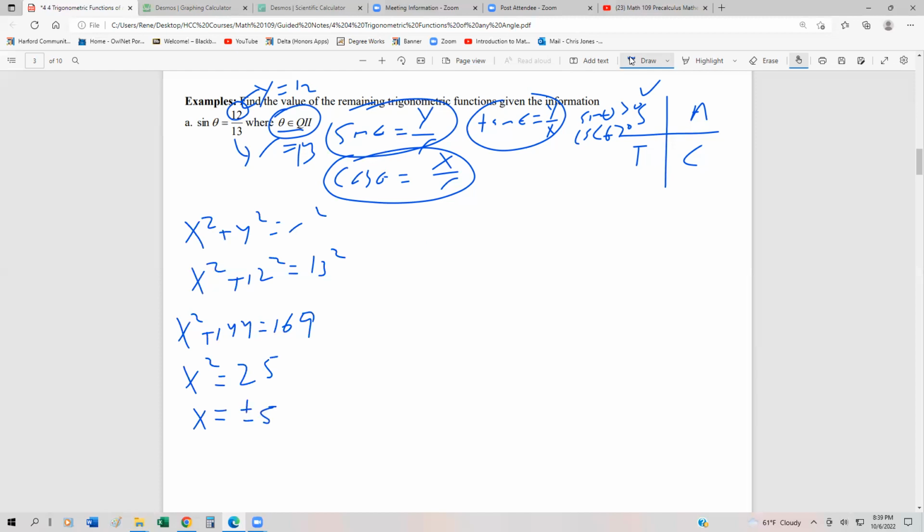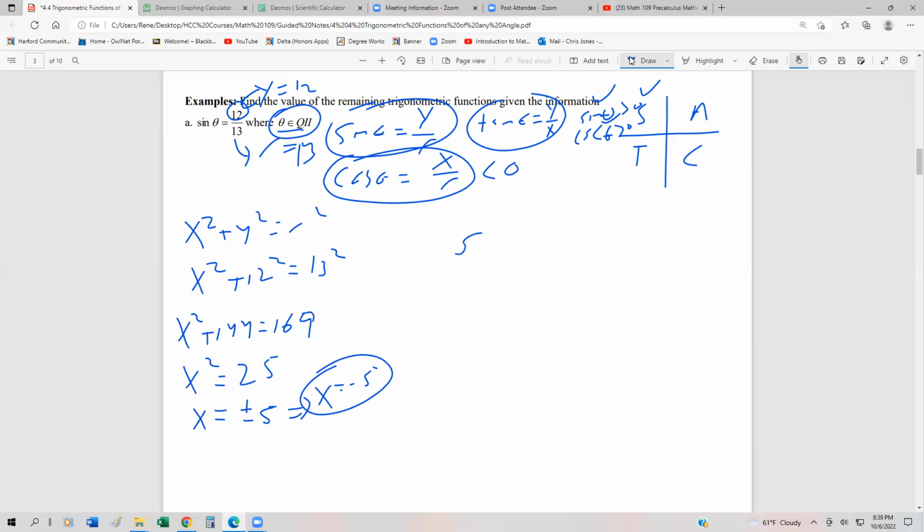All right, now remember that the cosine is going to be less than 0, right? We said that the only functions that are positive are going to be the sine and the cosecant function. So that means that x must be equal to negative 5. Or at the end of the problem, we just make every function negative except for the sine as well as the cosecant function.